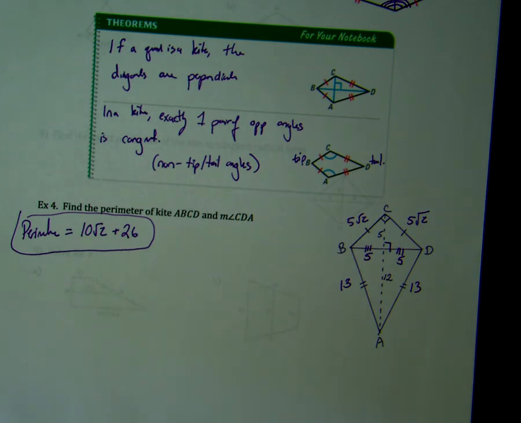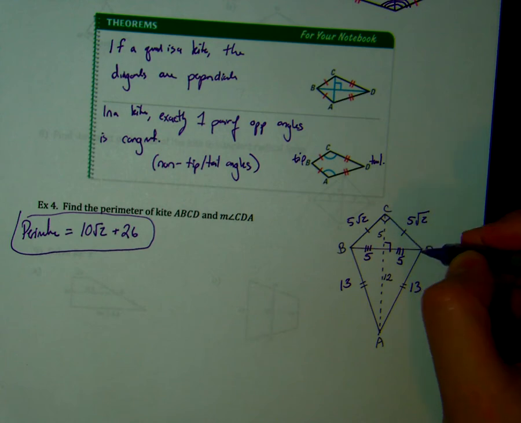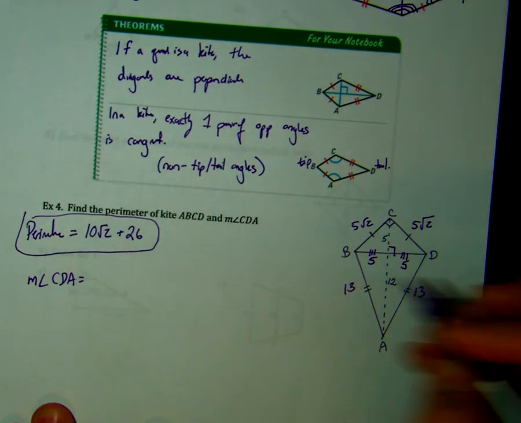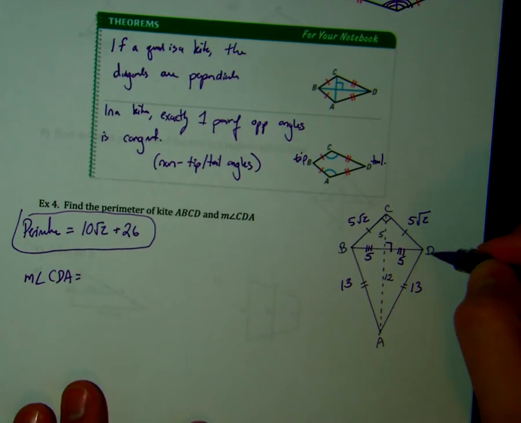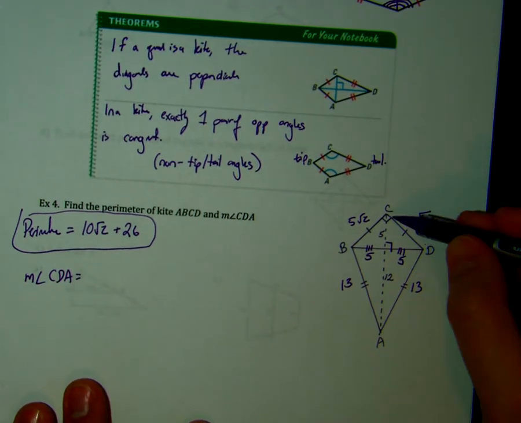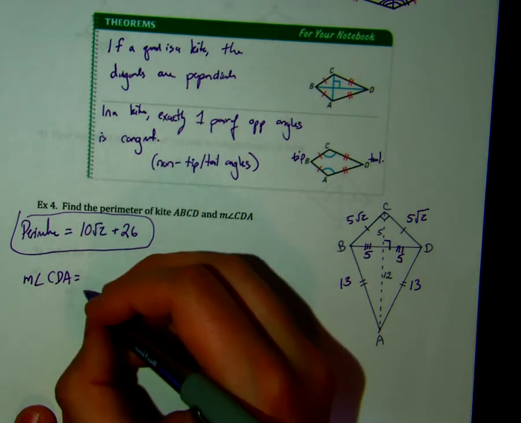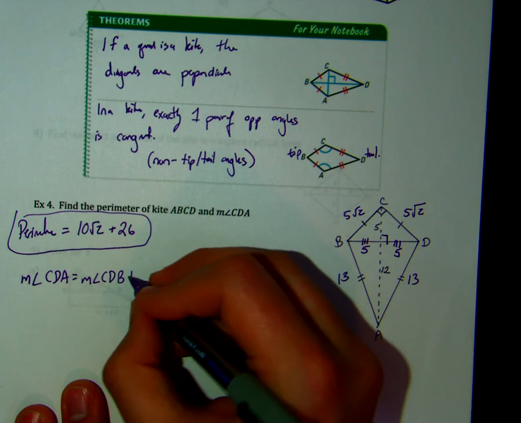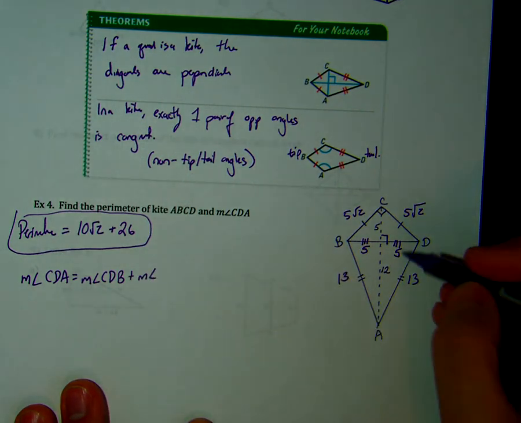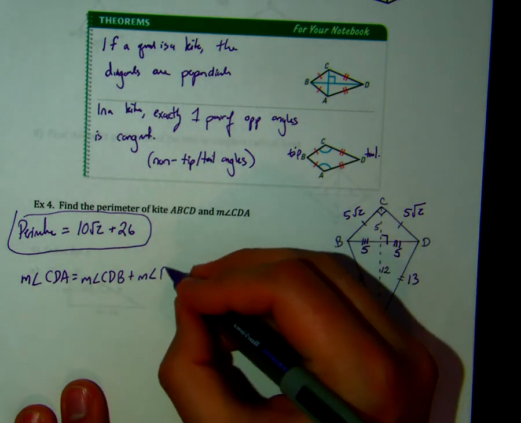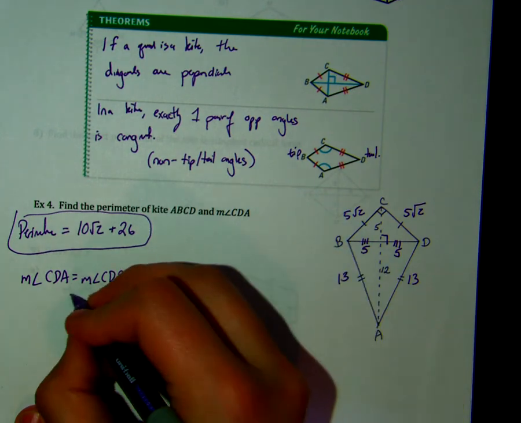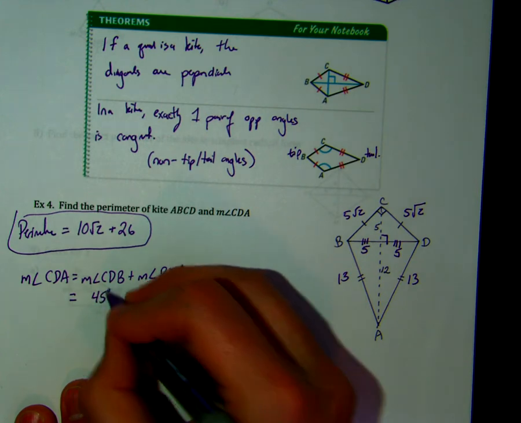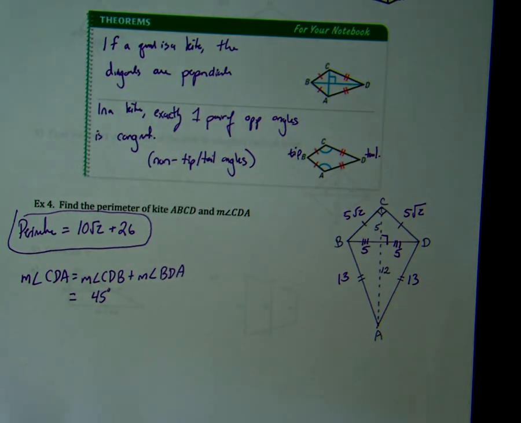And now to find the measure of angle CDA, I'm actually going to look at these as angles separately. So the measure of angle CDA is the measure of angle CDB plus the measure of angle BDA. And the reason why I want to look at them separately is that CDB is 45 degrees. So that's just kind of given.